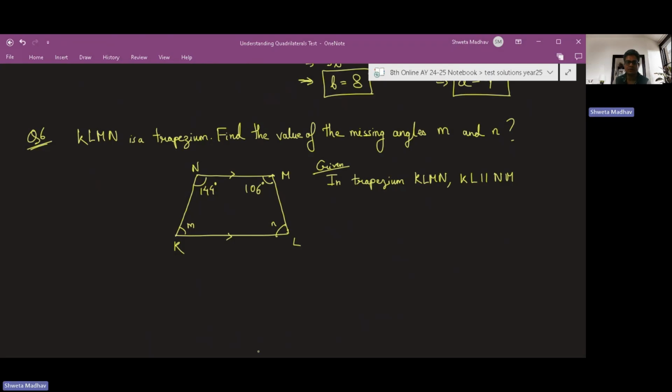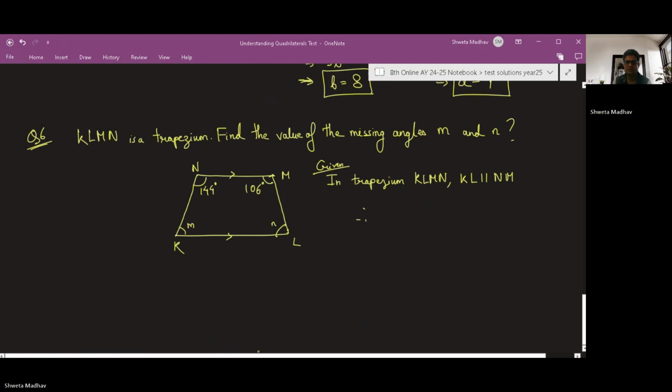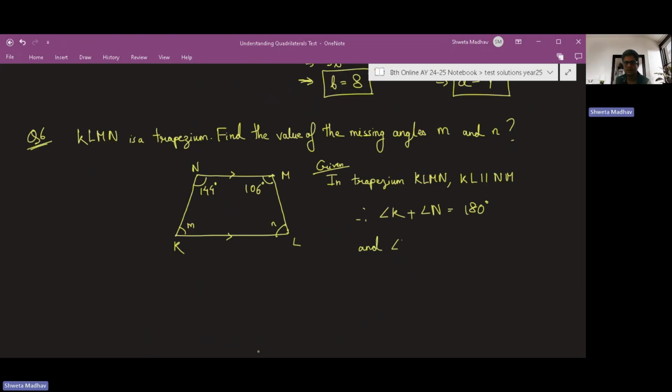So now it means that the sum of the co-interior angles will be 180 degrees. So therefore, we can say that angle K plus angle N should be equal to 180. This is why they are co-interior angles. And angle L plus angle M should be equal to 180 degrees.